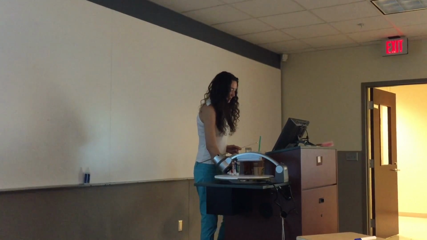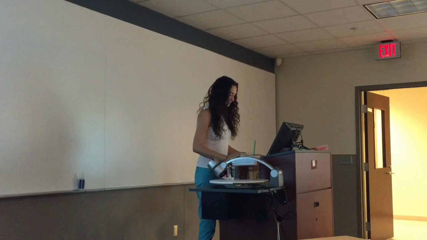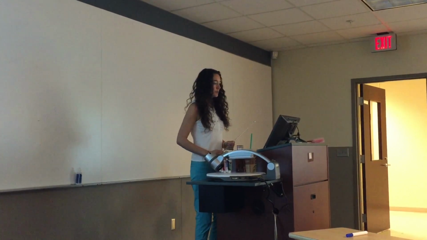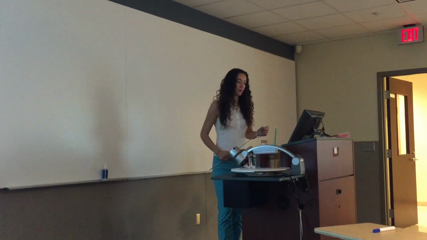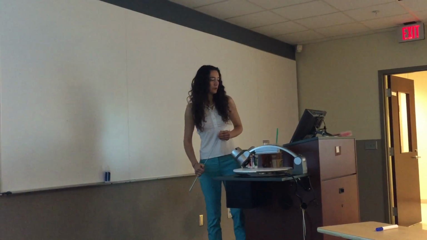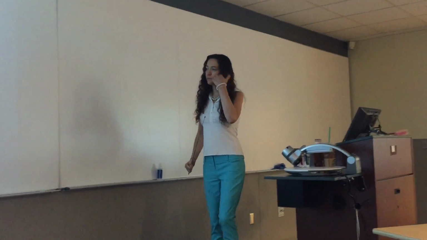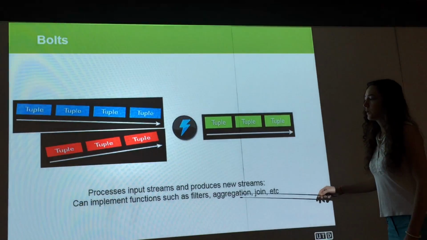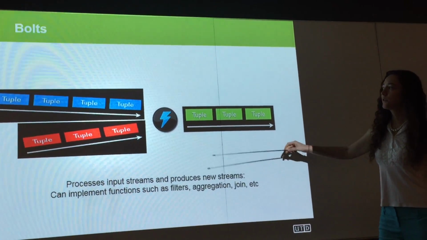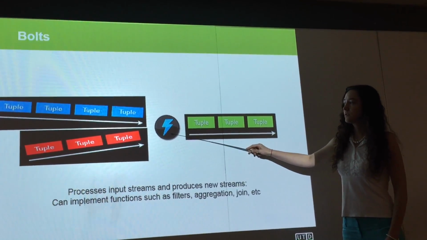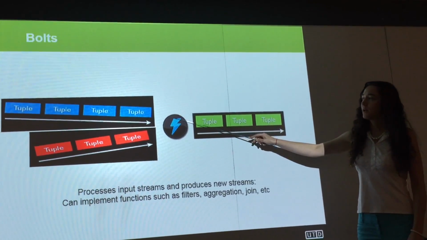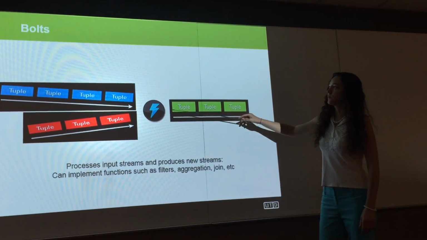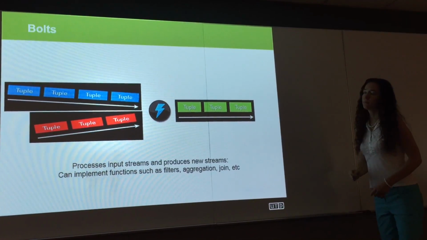And then the last concept is called a bolt. This bolt will process the input streams and convert them into a new stream in order to implement some function. For example, it needs to do aggregation or join or do some filtering of these streams. It is called a bolt because it looks like a lightning bolt. So it's going to take that spout, do some processing on it and create a new stream.